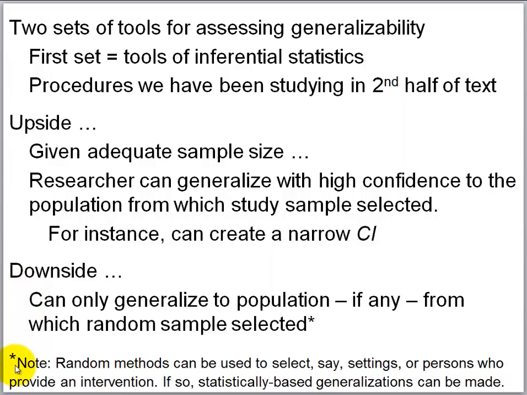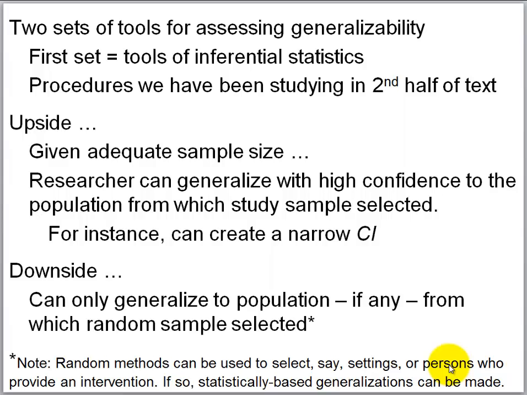I'm going to mention something that's almost a technical note because it's part of perhaps more advanced stats, and that is that the typical use of random sampling is to select persons to participate in the survey. But in some studies, random methods are also used to select, say, settings. For instance, which schools are going to be in our study? Or sticking with the educational setting, which classrooms within a school are we going to select to be in our study? Perhaps the persons who provide a given intervention could be randomly sampled.